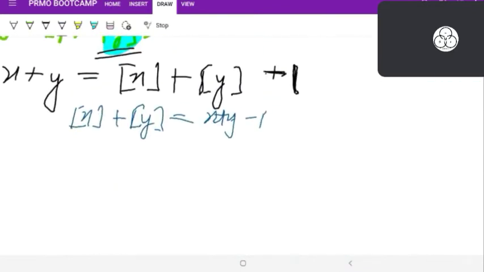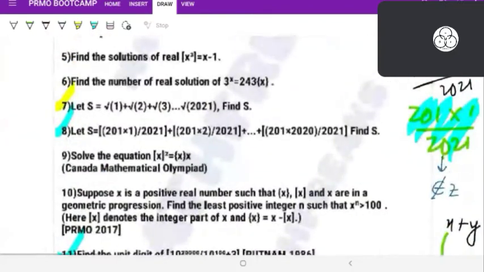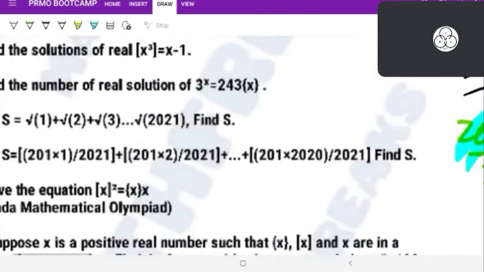So their integral parts value will be what? X plus y minus 1, that is 201 minus 1, which equals 200. Now we just need to calculate how many terms there are, how many pairs we can form. And our problem is over.